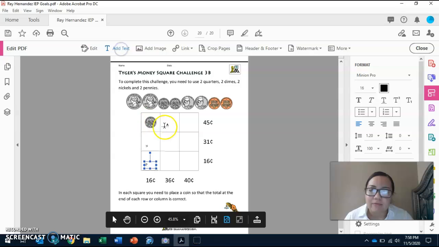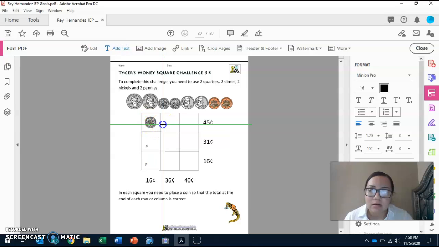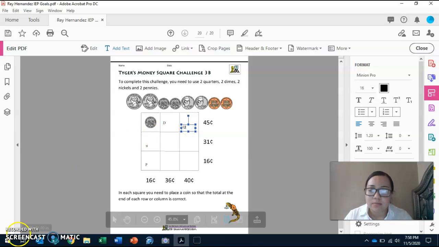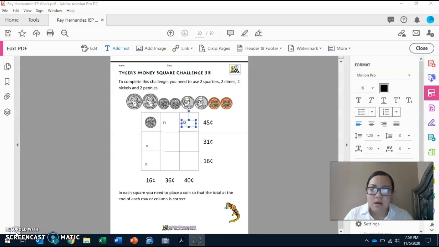Now for 45, you have a 10, so you need more. So here I will put another dime, that is 20, and 45 minus 20 is 25. So which coin gives me the value of 25 cents? The quarter. Awesome job. Finish.